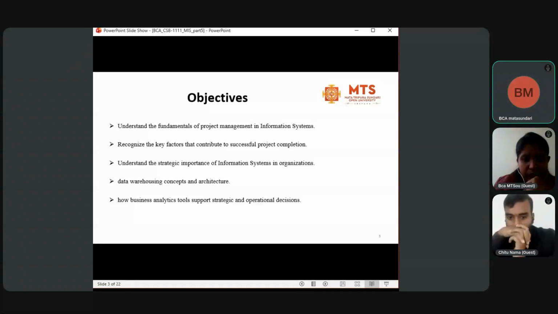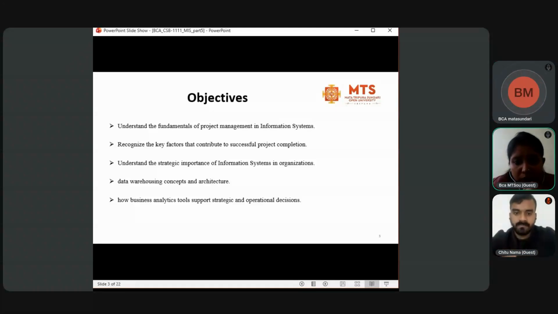So we go to slide number 4. So what is project planning? Basically, project planning is the first and most important phase of project management. It involves defining project objectives, scope, tasks, then timelines and required resources.